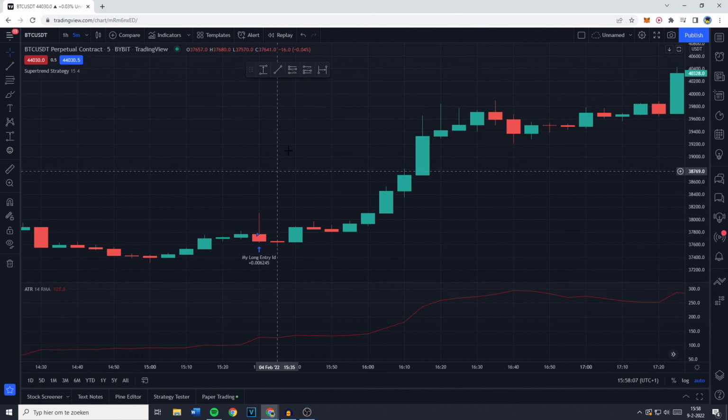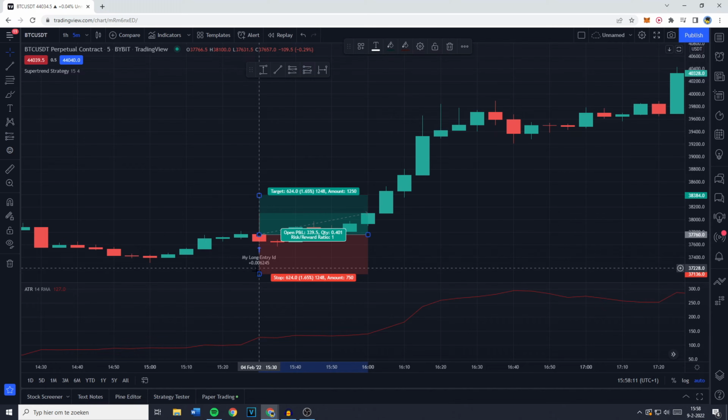For example, it's a long entry, so I'll grab my long position. Right here I would have entered, and then the amount of pips according to the ATR is 127.